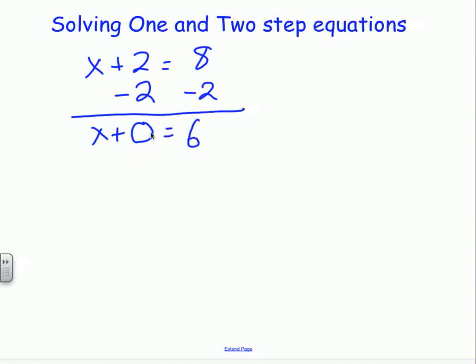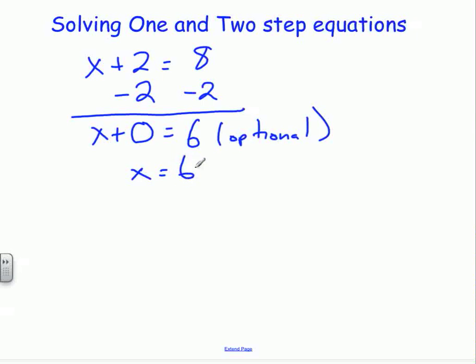Now, this is not good lazy algebra because plus 0 is not necessary. X plus 0 is always going to be whatever x is, so we can write it out as x equals 6. This step is optional. You do not need to write in x plus 0. The more you do this, the faster it'll become, and you'll skip right to this step, and that's fine. So that's our first equation. We just solved it. X equals 6.